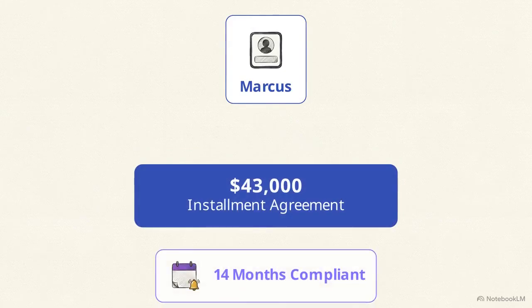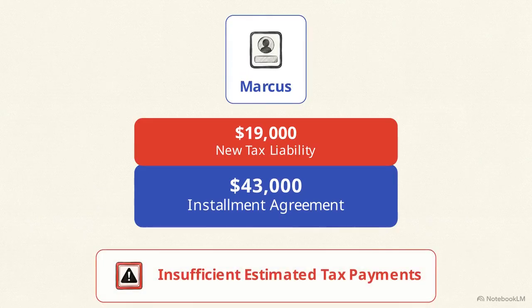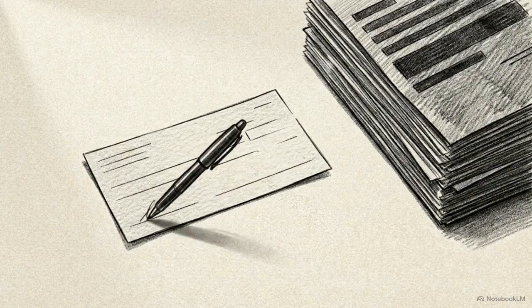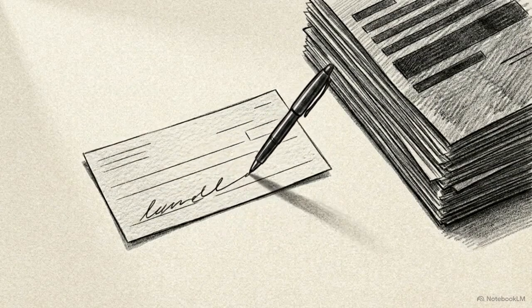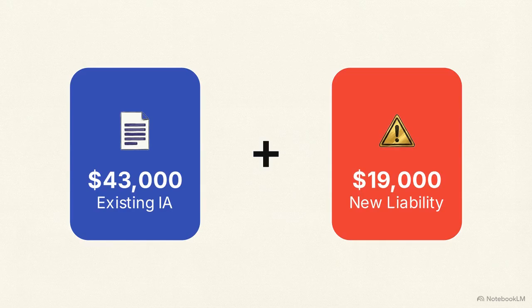Next is Marcus. He maintained a $43,000 installment agreement for 14 months. Then he incurred a new $19,000 liability caused by insufficient current year estimated tax payments. A common misconception is that a practitioner can simply pay the missing monthly fees to restore the original agreement while ignoring the new debt. Because installment agreements require current tax compliance, a new tax bill fundamentally breaks the original contract.